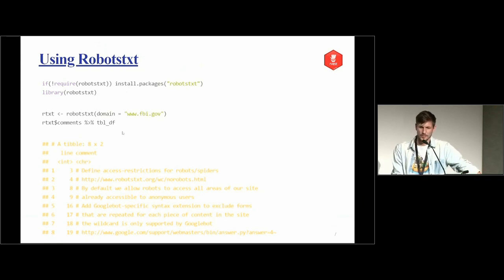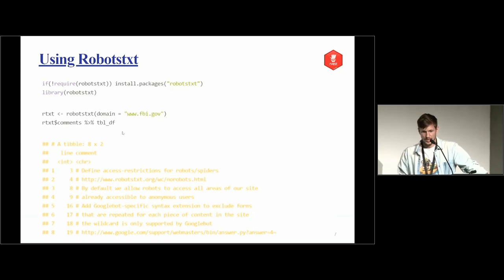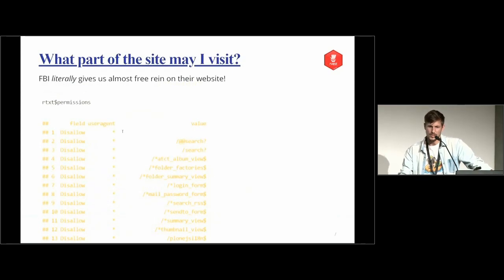So here's another example. Once you've loaded that robots text file, you can actually check for comments. Here the FBI says, by default we allow robots, the wildcard is only supported by Googlebot, and so on and so on. We can also use this to have a look at where we are permitted to go. So you can use your file permissions to have a look at where anyone is allowed to go.